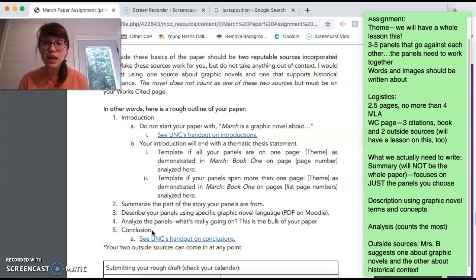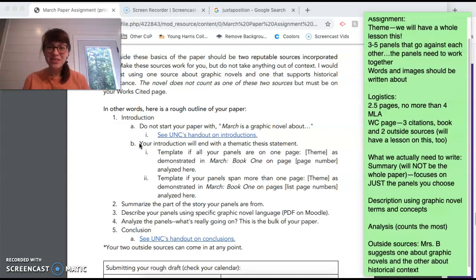So introduction, do not start your paper with "March is a graphic novel about." Oh, it hurts. That hurts so badly. So I have given you a link to my number 1 go-to resource. This will tell you what not to do and what to do as you write your introduction. Most important parts of the entire paper, and it's just 1 sentence.